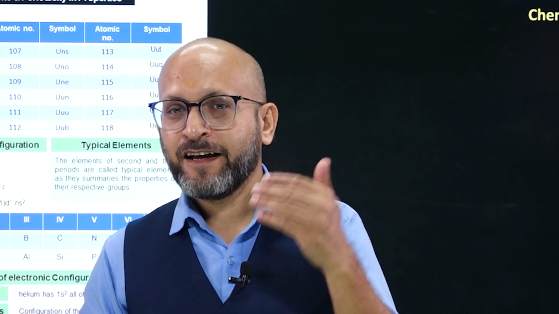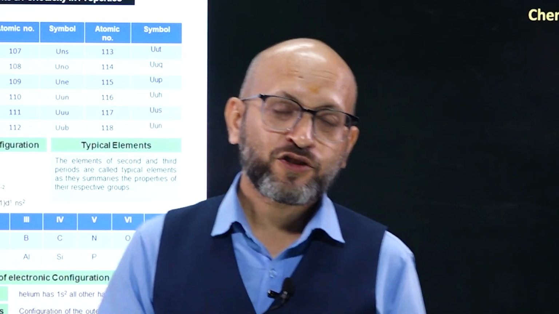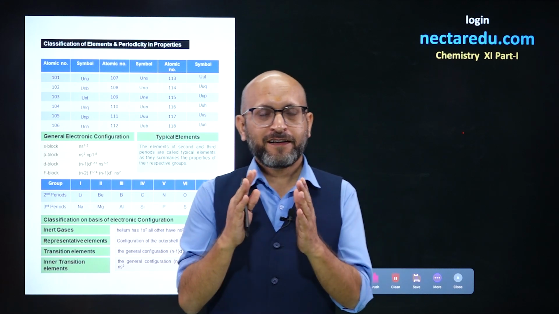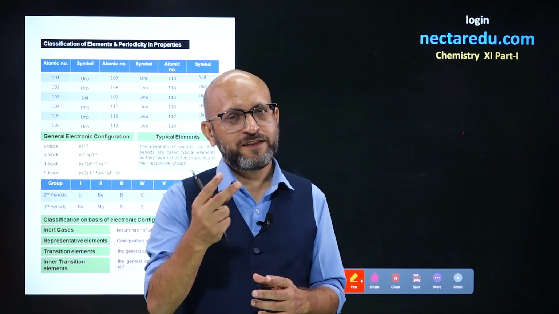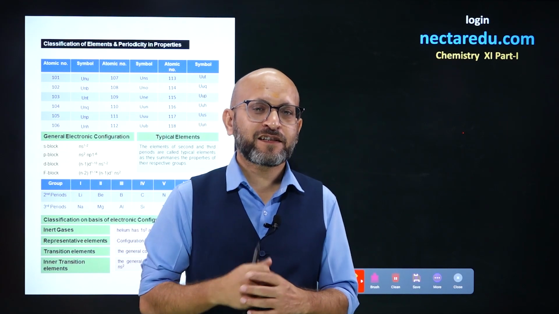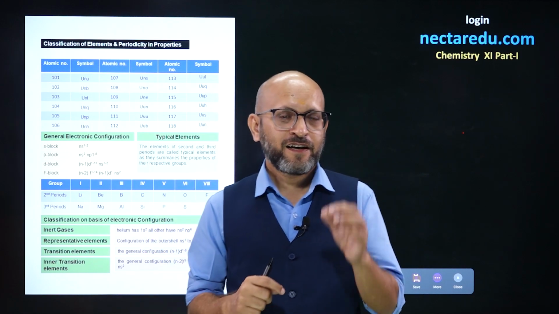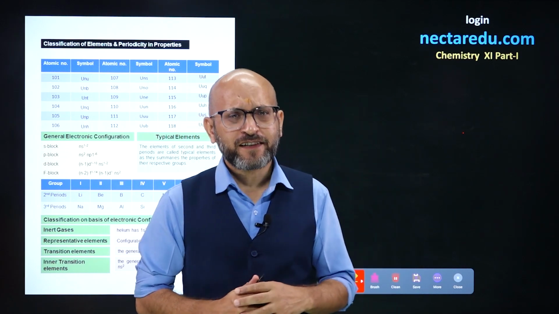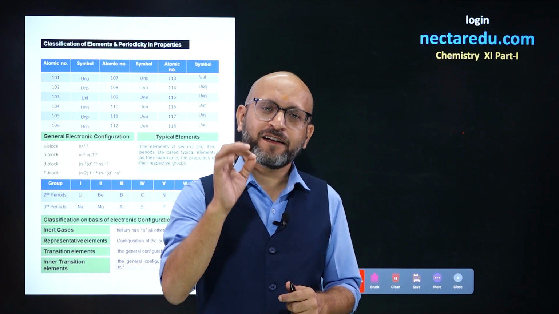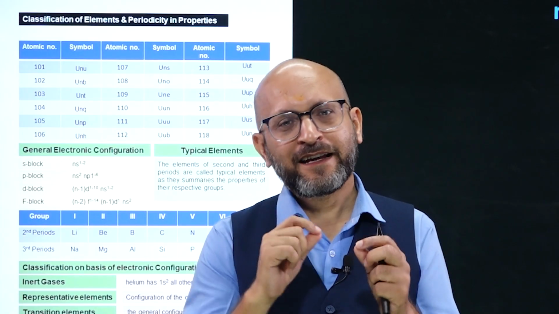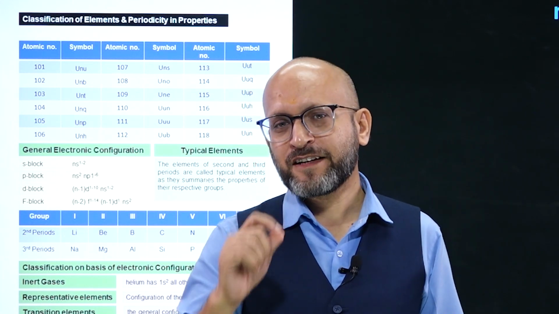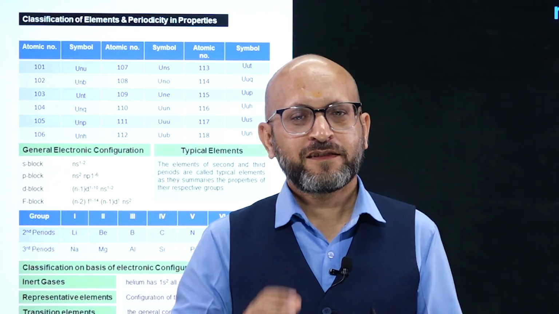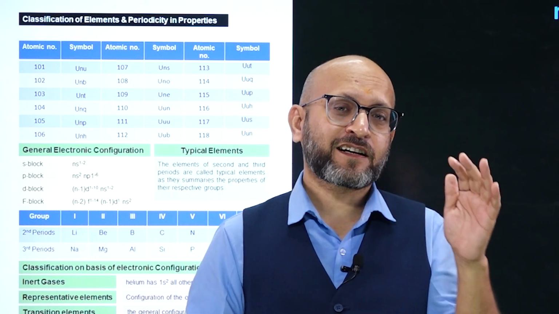Right. And then there is another term called inner transition elements. So what are inner transition elements? Inner transition elements are F block elements. They consist of two series. The first one is called the lanthanide series and the other one is called the actinide series. The lanthanide series is present in period 6 and their common configuration is ns2 (n-1)d0 to 1 (n-2)f1 to 14. That is the configuration for inner transition elements.